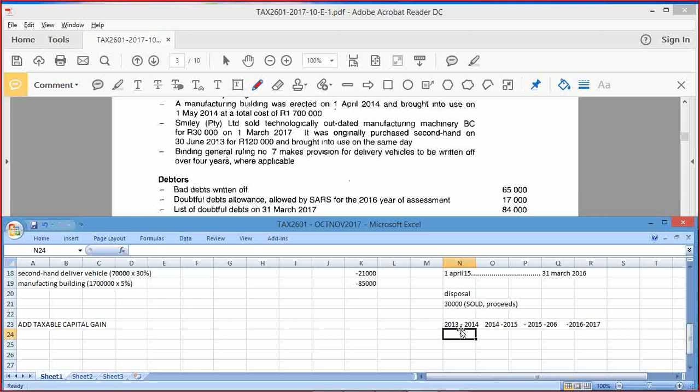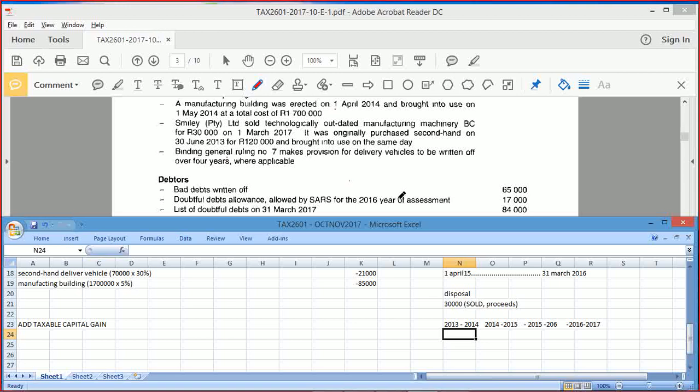Did Smiley have an asset? Yes. Smiley had an asset. Did Smiley have to buy the asset? Yes, Smiley had to buy the asset. So was it new or unused? At the time, it was second-hand, it was used. Exactly. So whether it's used or unused, when does the deduction for an SBC actually kick in? The deduction kicks in from the point at which it was brought into use.